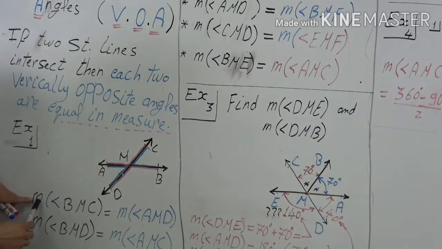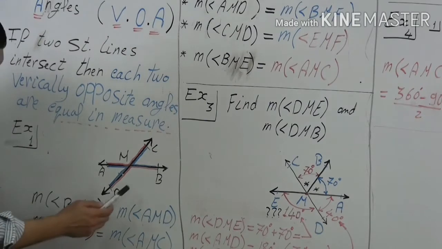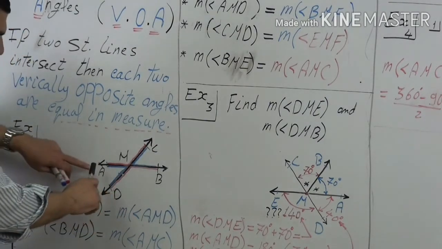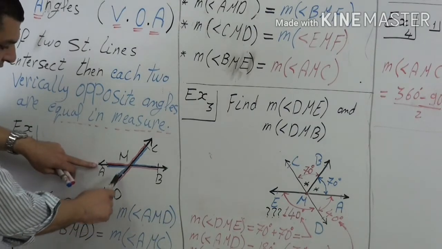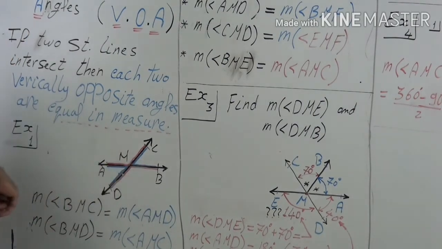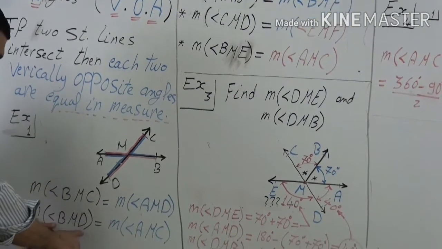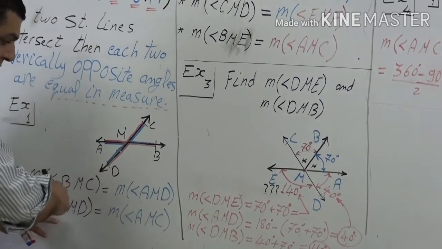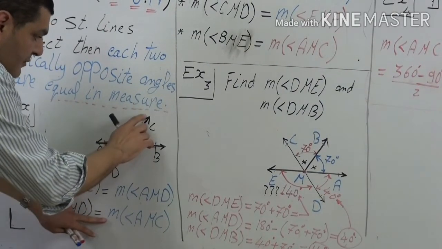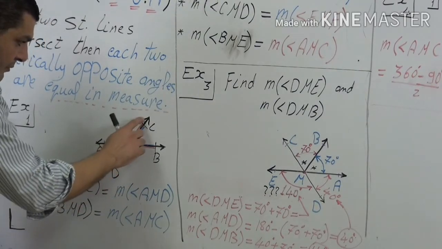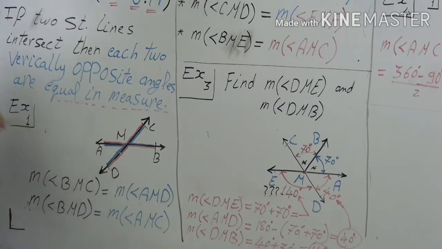So here, measure of angle BMC equal measure of angle AMD or DMA. These two angles are equal. Another example, measure of angle BMD equal measure of angle AMC. BMD equal AMC. These two angles.